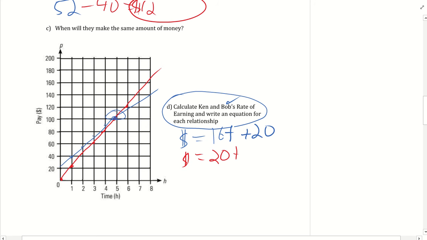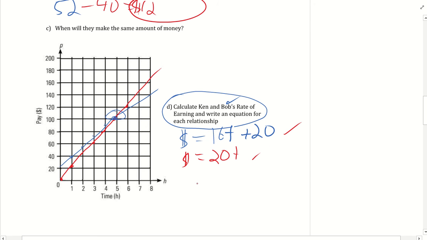Okay, so if you put 5 in here, you see that 5 times 16 gives you 80. 80 plus 20 gives you 100, right? And if you put 5 in here, 20 times 5 gives you 100. So that's when they would make the same.